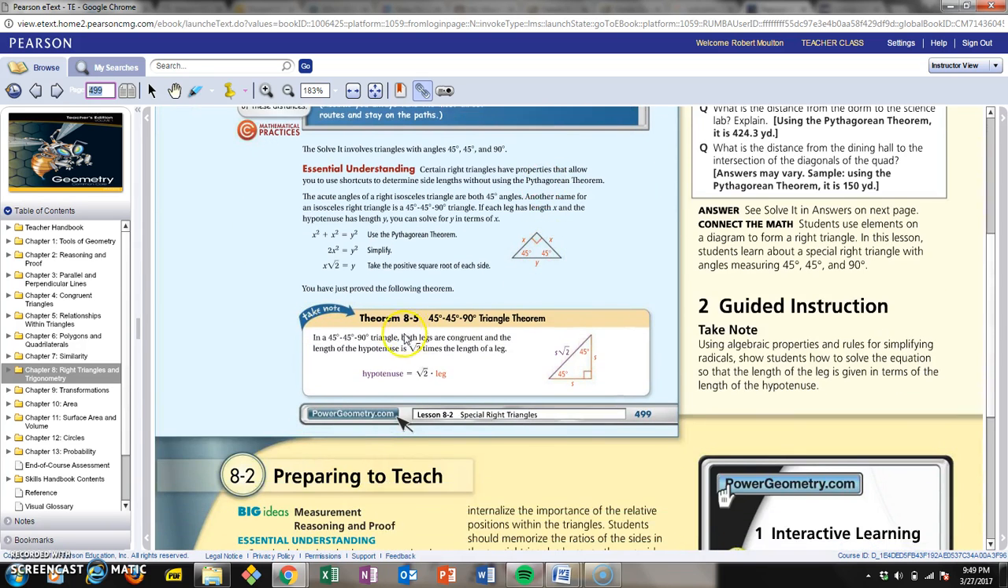Our first theorem, 8-5, you can copy this down in your theorem packet. In a 45-45-90 degree triangle, both legs are congruent, and the length of the hypotenuse is square root 2 times the length of the leg. So you can see your formula here. The hypotenuse is the leg times square root of 2. And here's a little picture representing this.